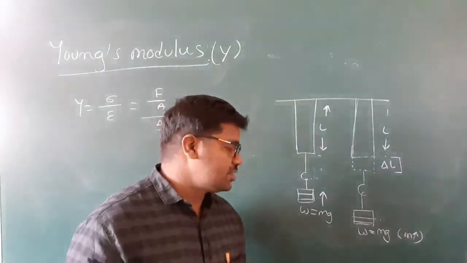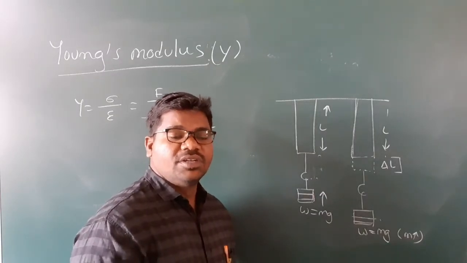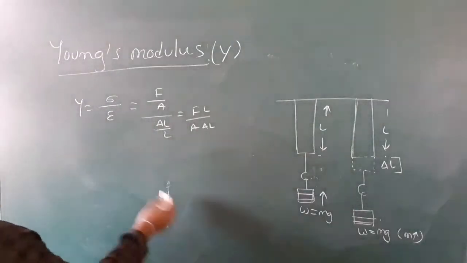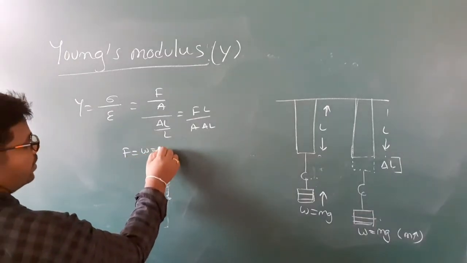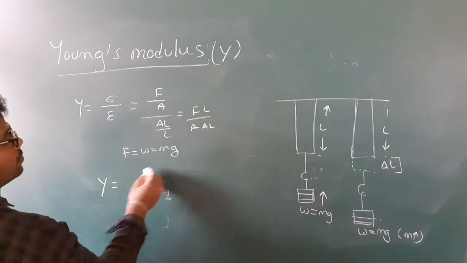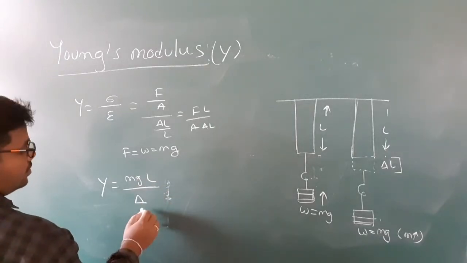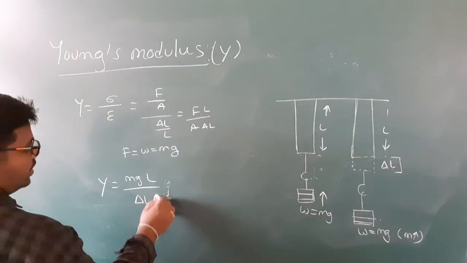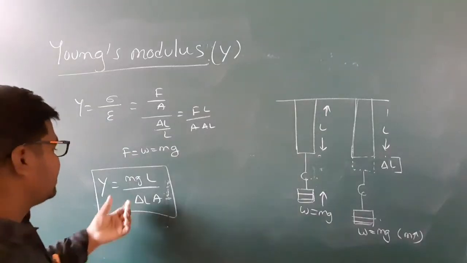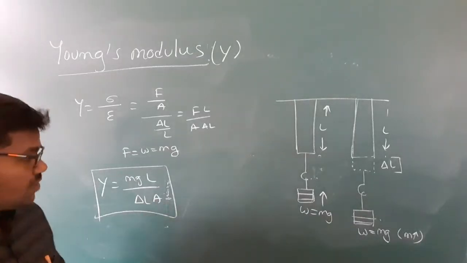This part increases, understand? By the applied force, W is equal to mg. In this case, we have to substitute F is equal to W is equal to mg. Then Y is equal to mg L divided by delta L into A. Understand, my children? So Y is equal to mass, acceleration due to gravity, length, change in length by area.